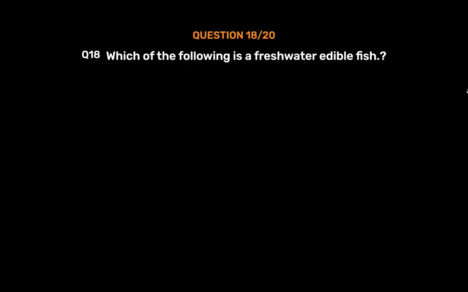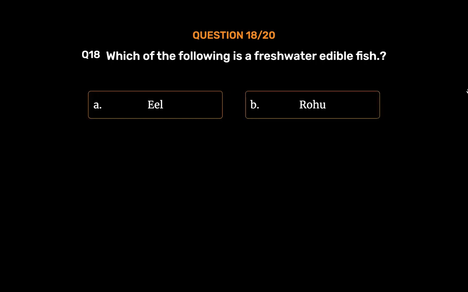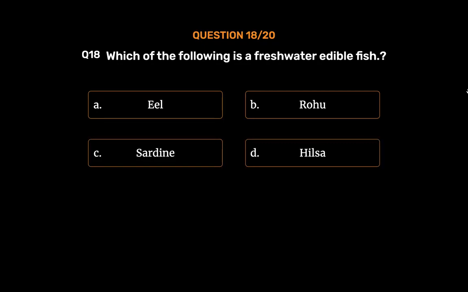Question number 18. Which of the following is a freshwater edible fish? Option A. Eel. Option B. Rohu. Option C. Sardine. Option D. Hilsa. The correct answer is Option B.